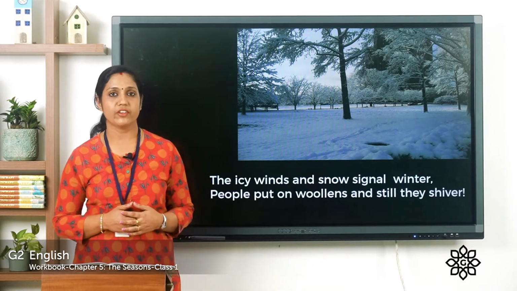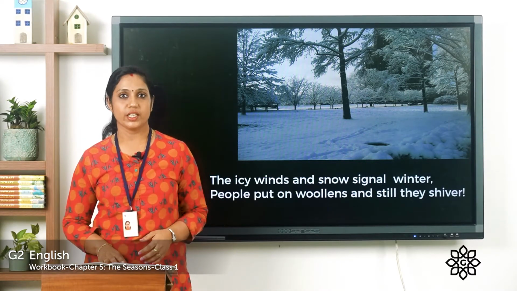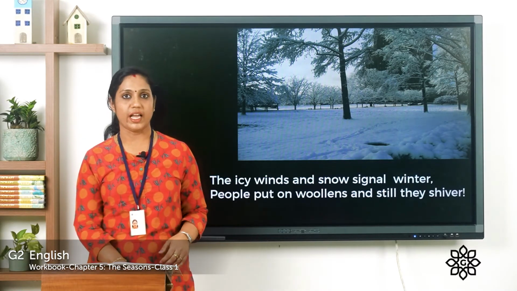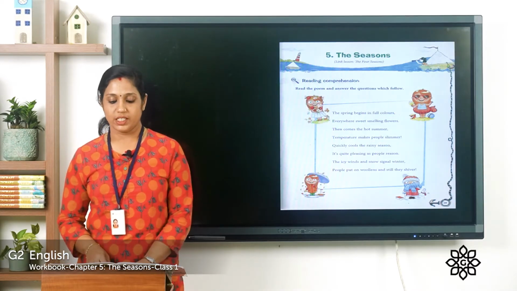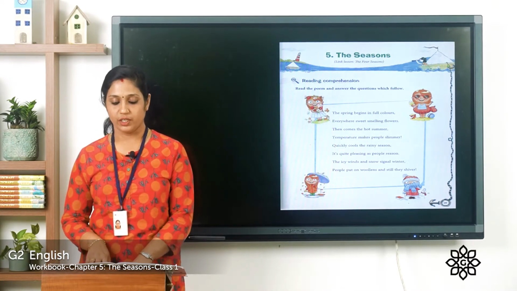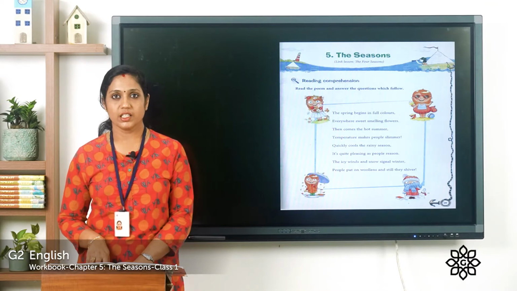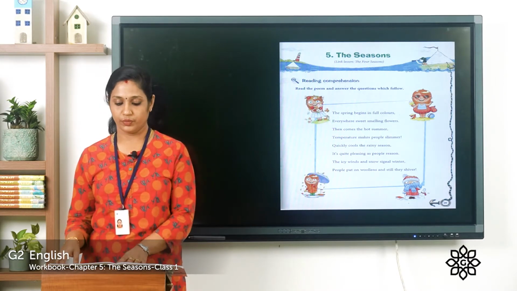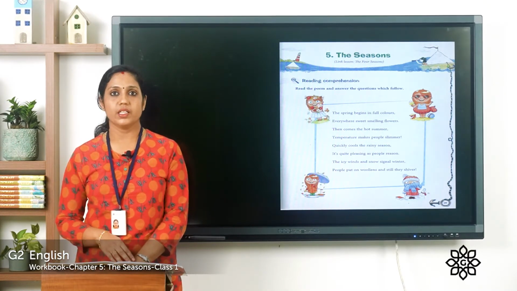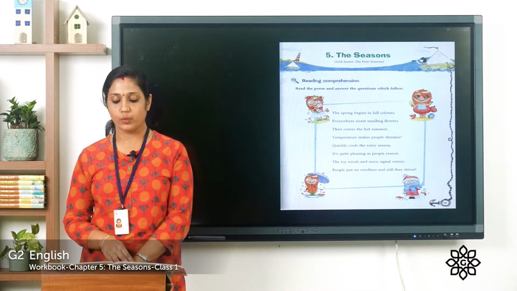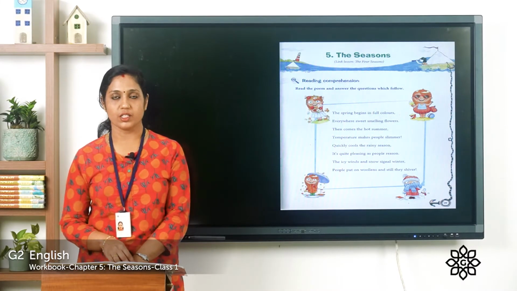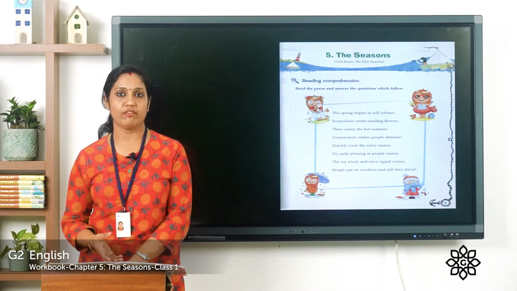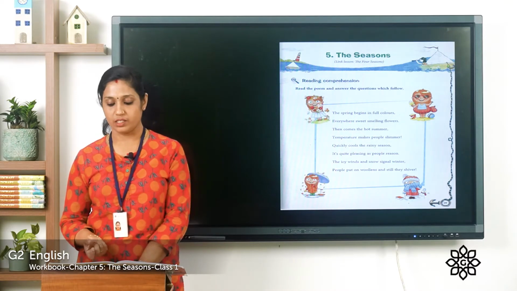Now let's start reciting the poem. You can open your text, page number 29. Chapter 5, The Seasons. Reading comprehension. Read the poem and answer the questions which follow. The spring begins in full colors, everywhere sweet smelling flowers. So you can see in the spring season, everywhere sweet smelling flowers.